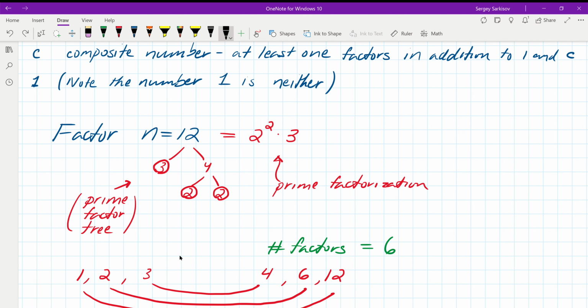Let's go in order of smaller to larger. So that's the idea. I'll just go in the order 2, 3, right? 2 times 2 times 3. It's 2 squared times 3. It's not 2 cubed times 3. It's not 2 times 3 squared. It's exactly the only possible and unique one.